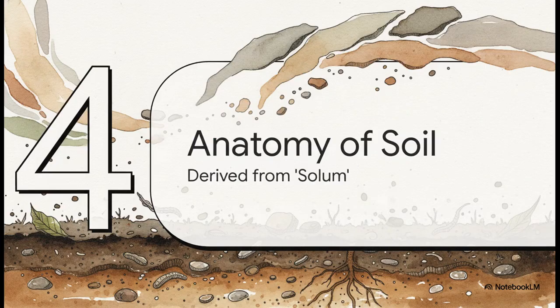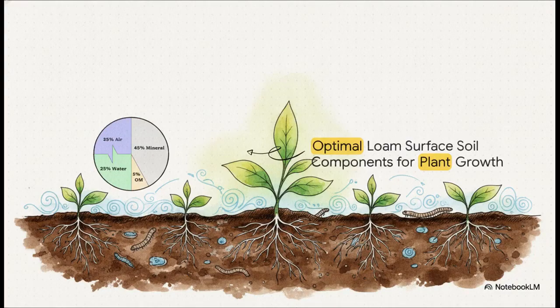Section 4, the anatomy of soil. And fun fact, the word itself is derived from the Latin word solum, meaning floor or ground. Soil is formed through the accumulation of natural bodies, synthesized from this mix of disintegrated minerals and decaying organic matter. If we look at a perfectly balanced, representative loam surface soil at optimum moisture for plant growth, the breakdown is incredibly precise. You have a solid phase that's about 45% mineral material and 5% organic matter.